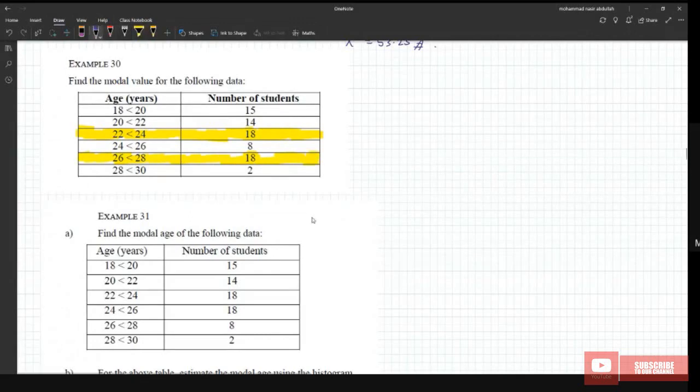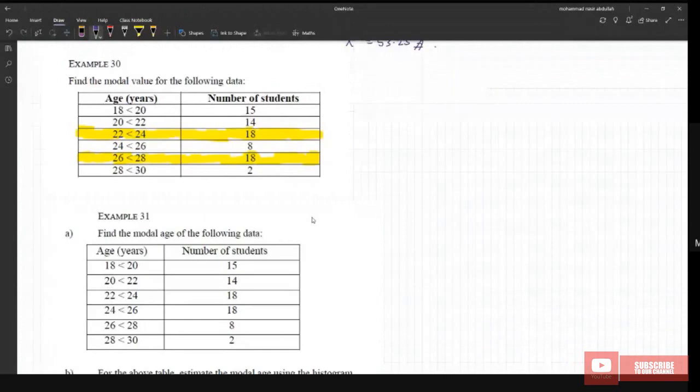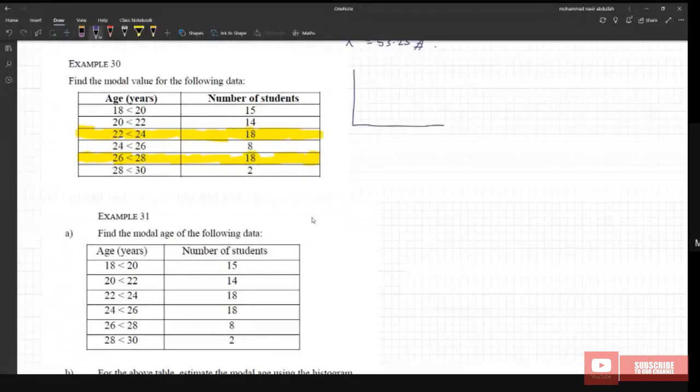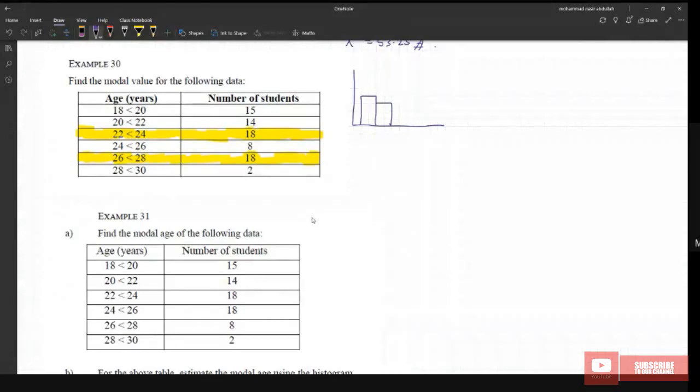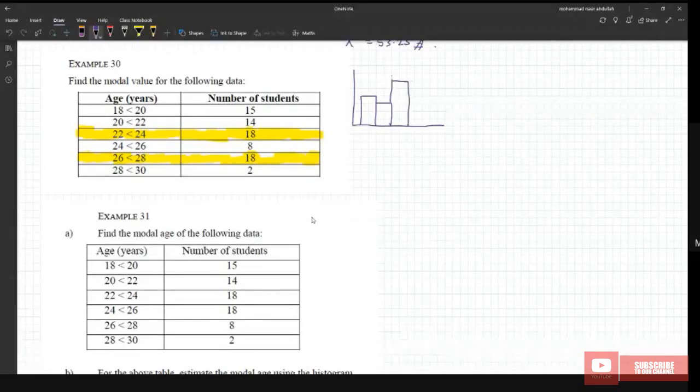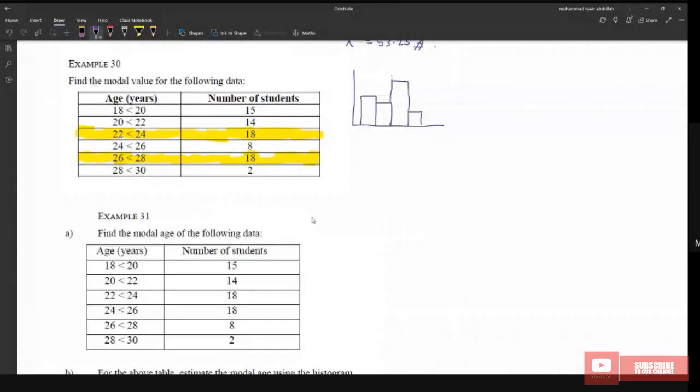So if you want to identify it easily, you just need to draw a brief histogram, right? So let's say the first class is 15, for example. And the second class is 14. And then the third class is 18. And the fourth class is 8. And the fifth class is 18 again. And the last class is 2. So by looking at the histogram, we have a first mode and a second mode. We have two modes. So that's why we need to calculate for two modes.